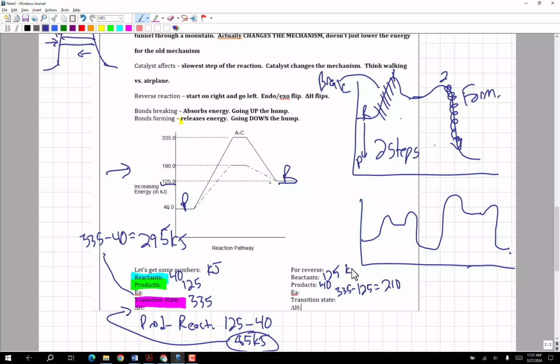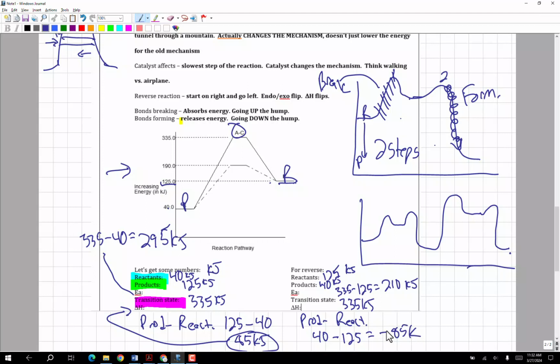Remember, all of these are kilojoules. Okay. The transition state, that's going to be the same. That's going to be 335 kilojoules. I'll throw some kilojoules on here because who doesn't love a good unit? Okay. I did the transition state. Delta H, remember, is products minus reactants. So 40 minus 125 is negative 85.